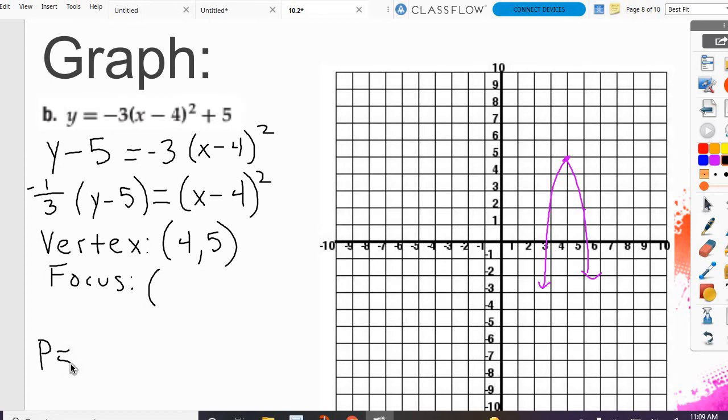So is my p-value negative 1/3? You would divide it by 4, which is the same thing as multiplying by a fourth, so we get negative 1/12. So then we would add negative 1/12 to our y value. So what do we get? 4 comma. Like that? Is that what you meant? Okay. So then what about our directrix?